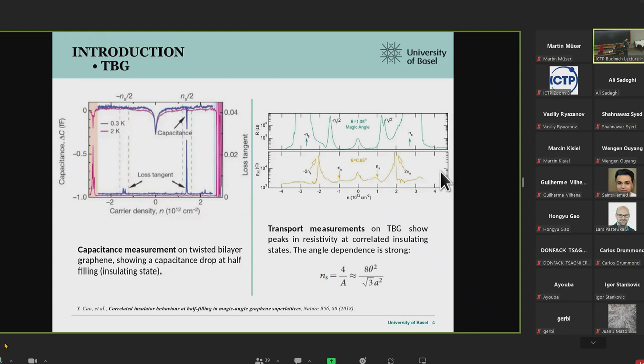You see also that the spectrum depends very strongly on the twist angle. So this is a bit smaller twist angle that you can see here. And basically the charge concentration depends on the twist angle as twist angle to the power two. And full filling for graphene is given by this formula, where a is the lattice constant of the graphene.